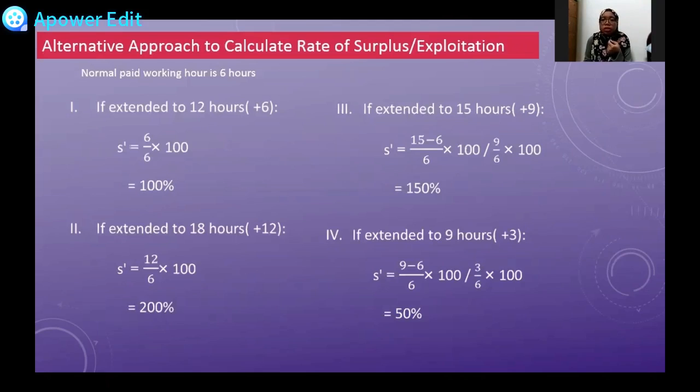The third is extend to 15 hours, which is plus 9. We can calculate by 9 over 6 times 100. We can get 150% of the rate of exploitation. Fourth is extend to 9 hours, which is plus 3. We can calculate by 3 over 6 times 100, so we can get 50% rate of exploitation.